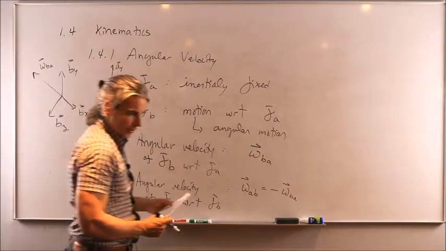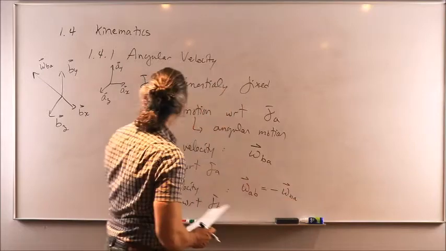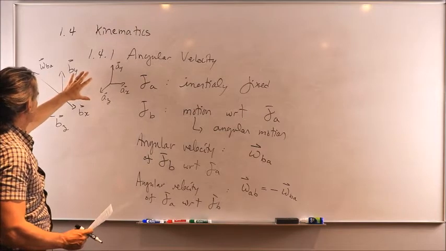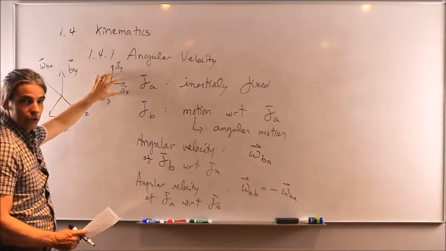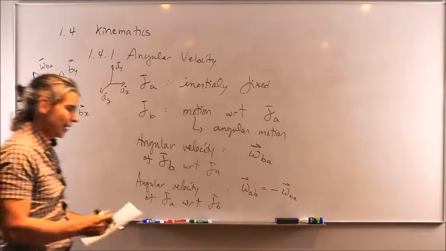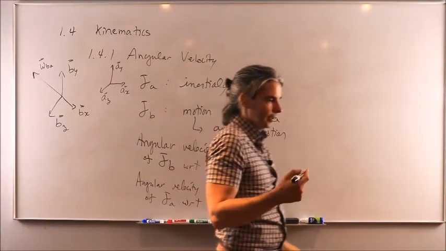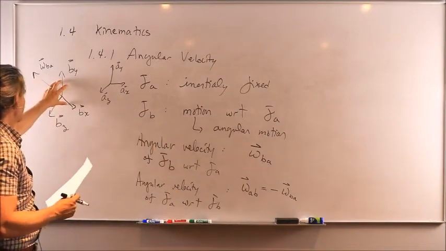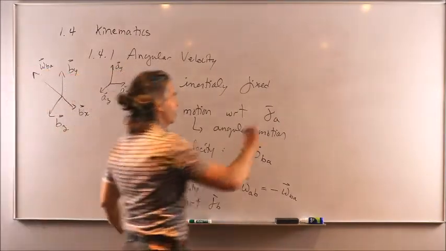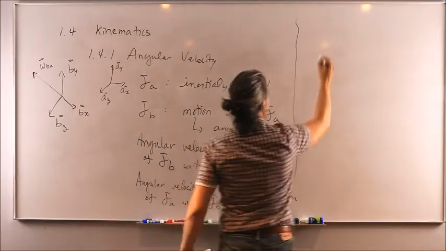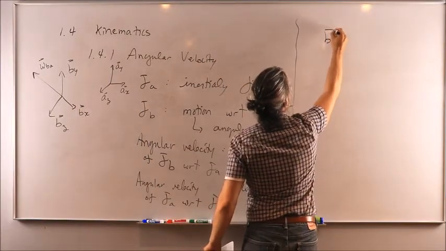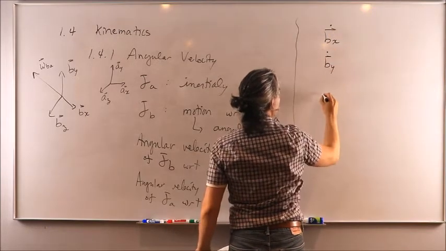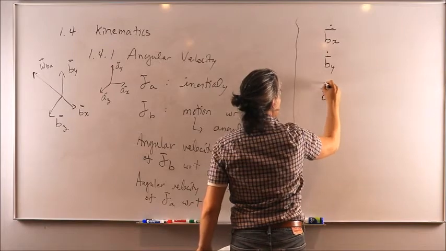Okay? So now the question is, all right, let's go back to this situation where B is rotating in 3D space with respect to something inertially fixed. Well, if that's the case, how can we determine the derivative of the unit vectors that are comprising reference frame B? Or in other words, we are seeking expressions for Bx time derivative, By time derivative, and Bz time derivative.